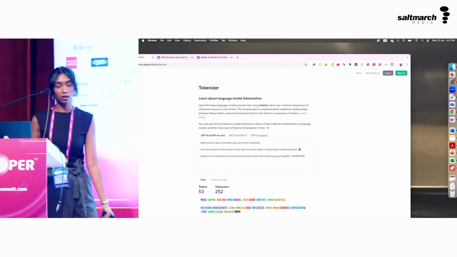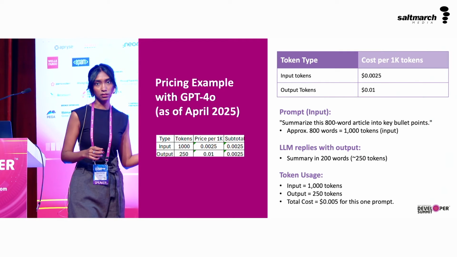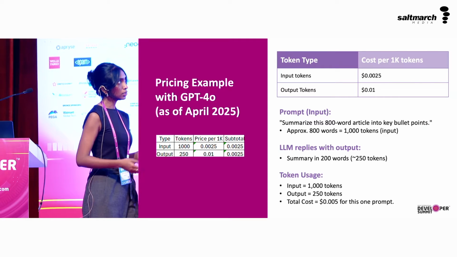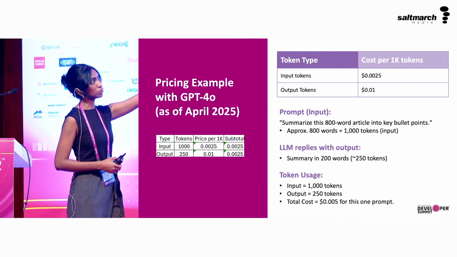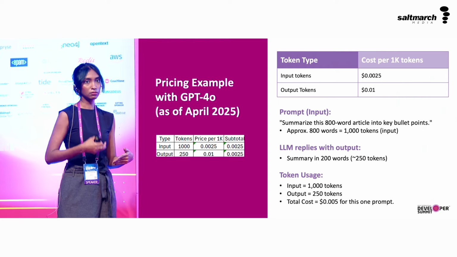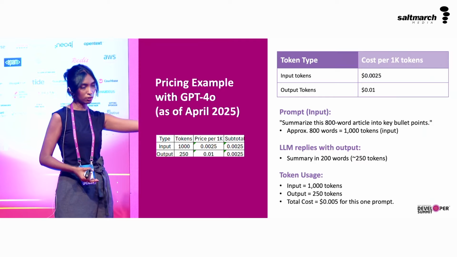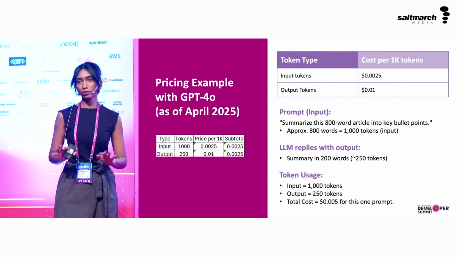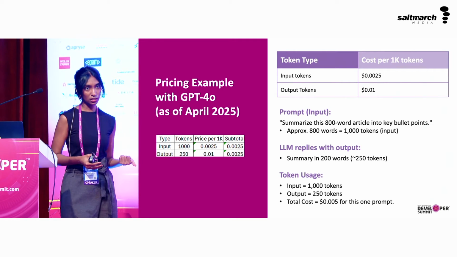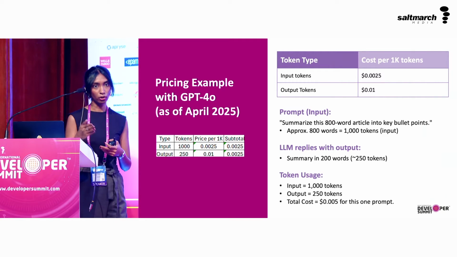So as of April 2025, this is how they price their tokens, which means if I feed in an 800-word article, it's going to cost me $0.0025 per 1,000 input tokens. And then when I want a summary out of it, so that's another, let's say, 200 words, that's 250 tokens, it's going to cost me that amount, with a total of $0.005. Now, that doesn't look like a lot, right? But let's say you're dealing with 1,000 invoices. That will add up to $5 per prompt. So this is going to build up and cost a lot for your usage.